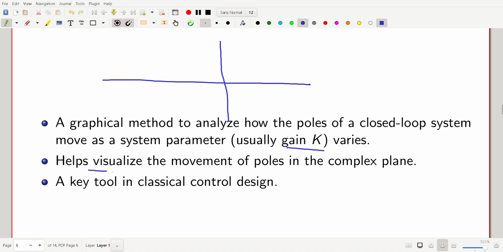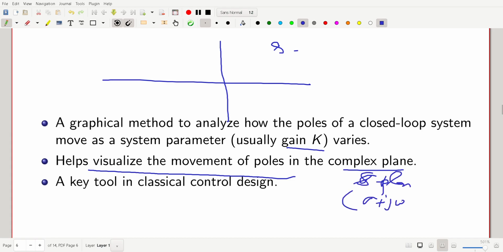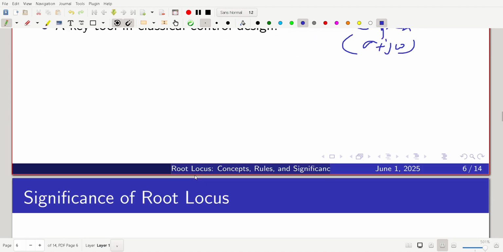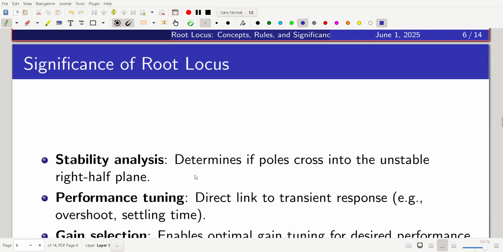That is a way we can understand and visualize the movement of the poles, how the system poles vary in the complex plane. The complex plane means the s plane, sigma plus j omega. This is like a classical control design, where we use the root locus to design the controller. So that is the root locus, and we are giving a simple way here to understand this.